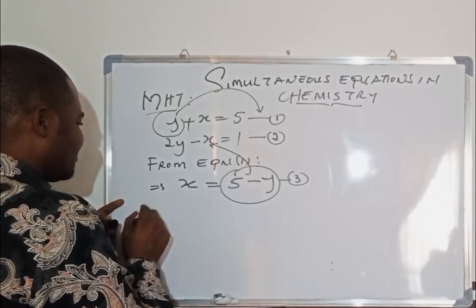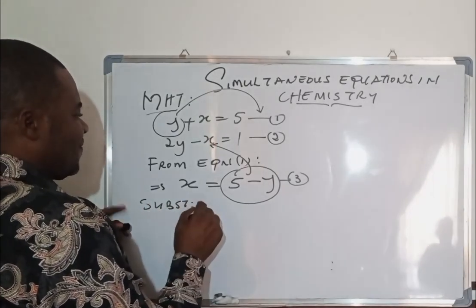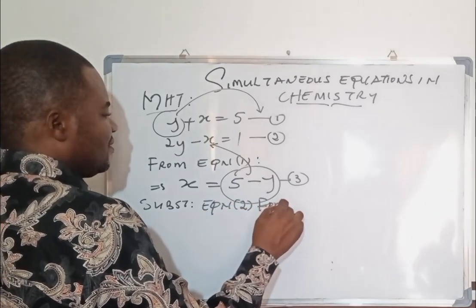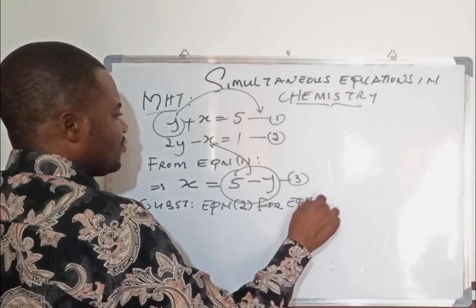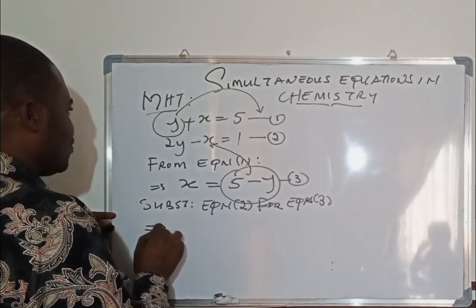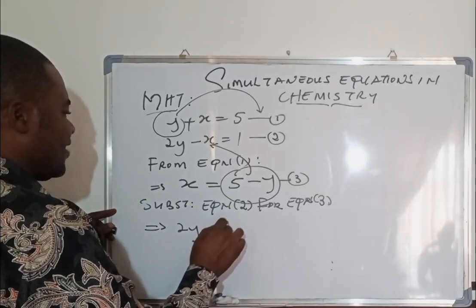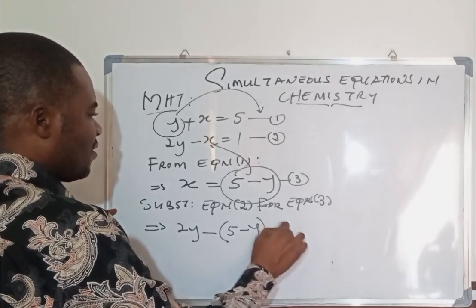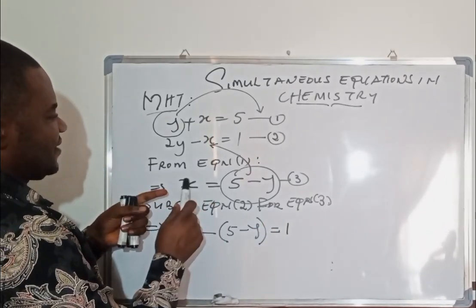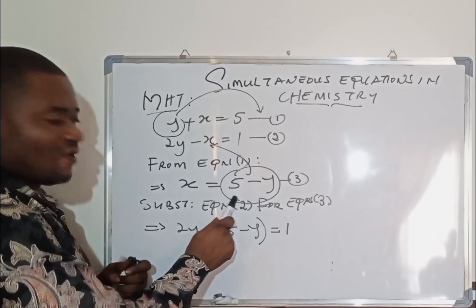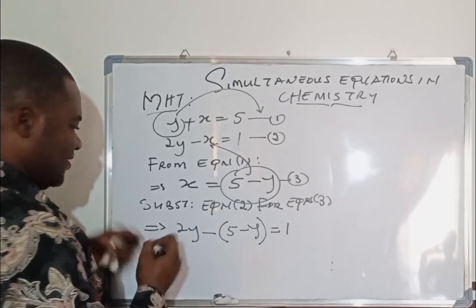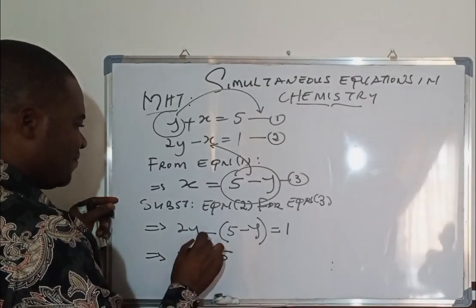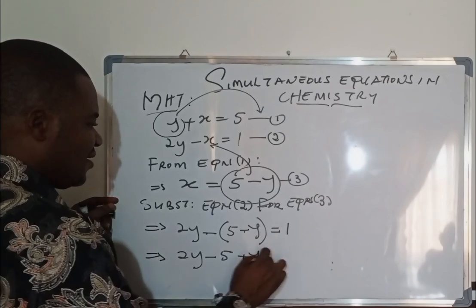So we now have what? We substitute equation 3 into equation 2. That means we will have 2y minus (5 minus y) equals 1. That's what we'll have, because we have decided to replace x with 5 minus y. When that is done, we open the brackets. If you expand, you have 2y minus 5, minus times minus is plus y, equals 1.